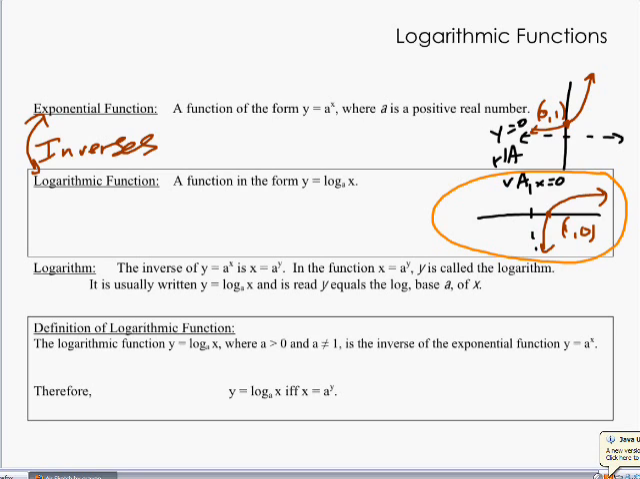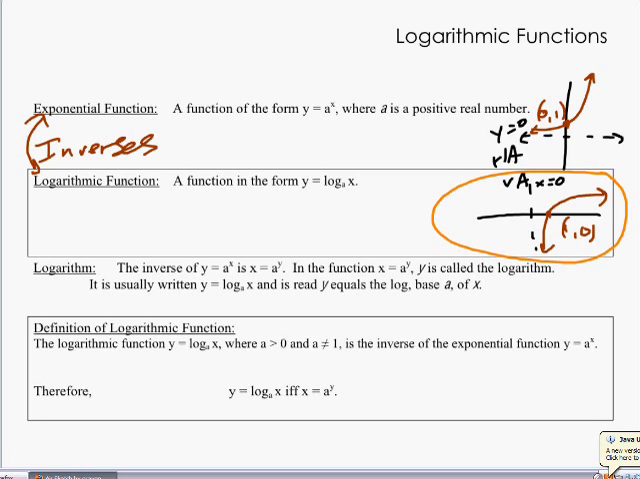The whole point of logarithms, the reason that they exist, is to be able to solve an equation in which the variable is an exponent. At this point in your life, you've never solved an equation where the variable was an exponent. The variable had always been a coefficient, or it had been a denominator, numerator.